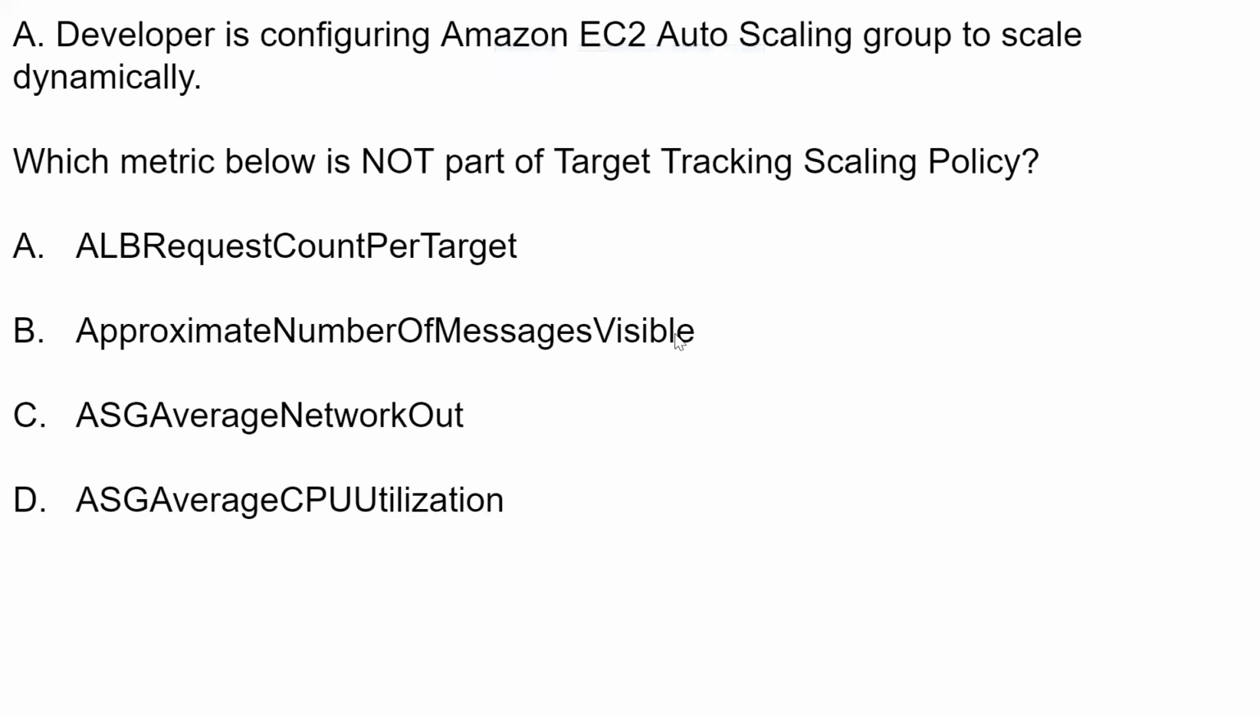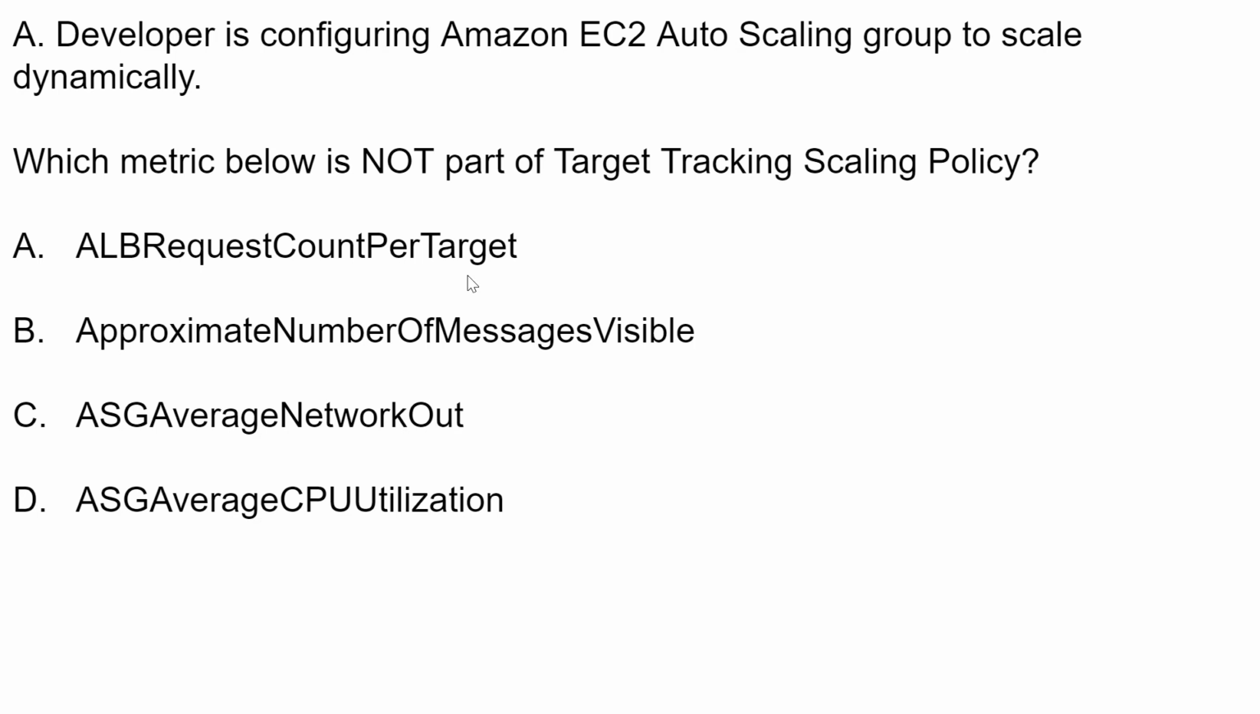Developers configuring Amazon EC2 auto scaling group to scale dynamically. Which metric below is not part of target tracking scaling policy? A, ALB request count per target. B, approximate number of messages visible. C, ASG average network out. D, ASG average CPU utilization.